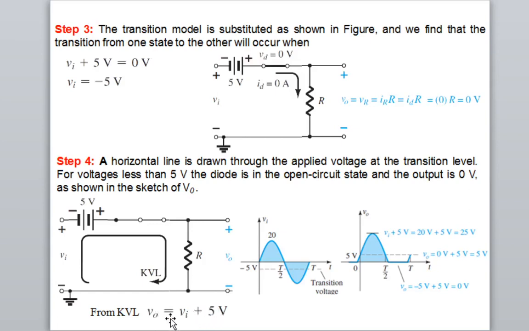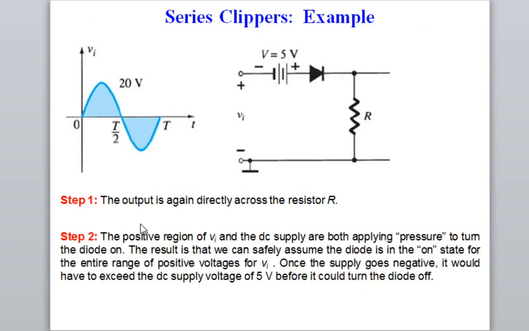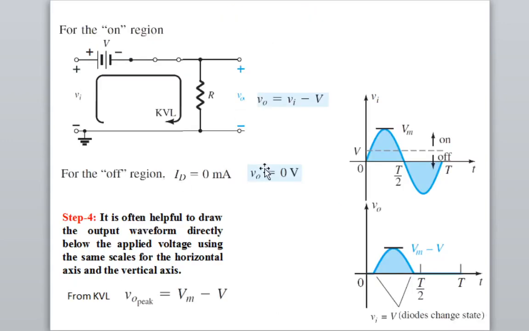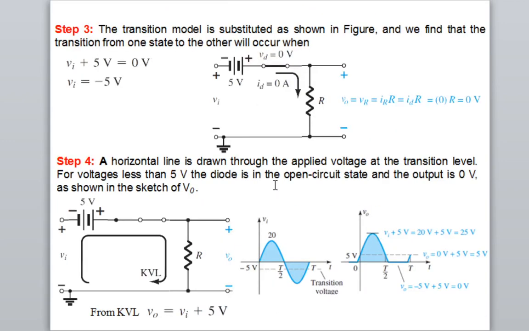So how much is that? Vi is equal to 20 and V is equal to 5, so 25 volt. That means the output voltage will be 25 volt. And for the off region, as I have discussed, the output voltage will be equal to 0.